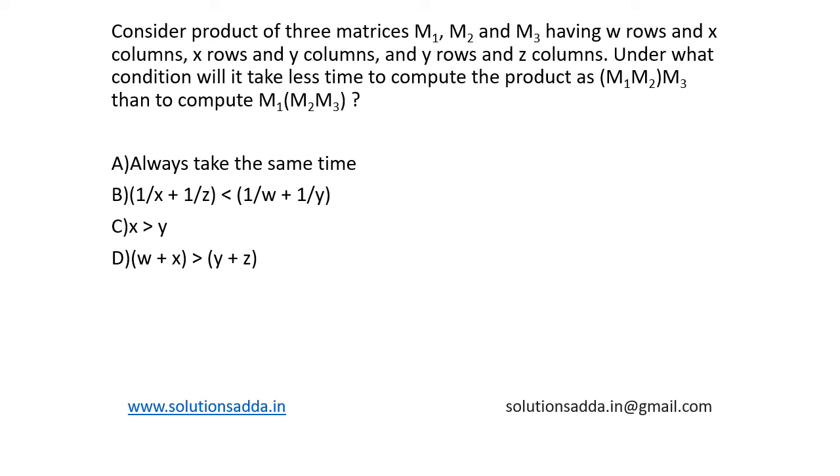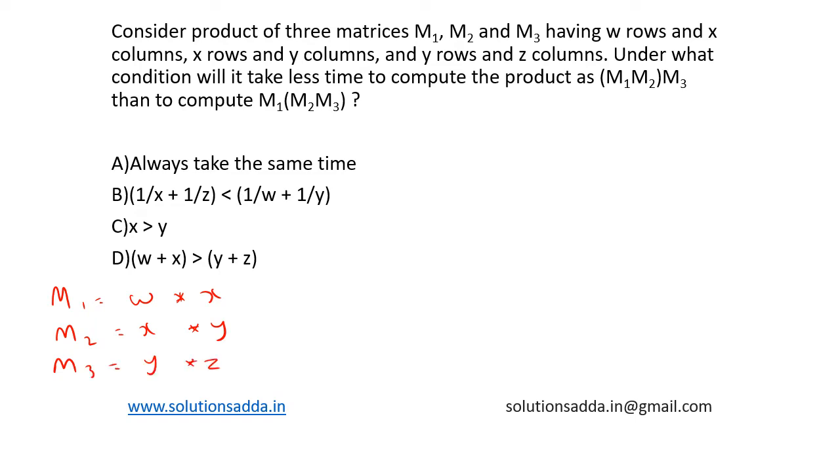This is a previous year ISRO question. Consider the product of three matrices M1, M2 and M3. The dimensions of M1 are W rows and X columns, M2 is X rows and Y columns, and M3 is having Y rows and Z columns.